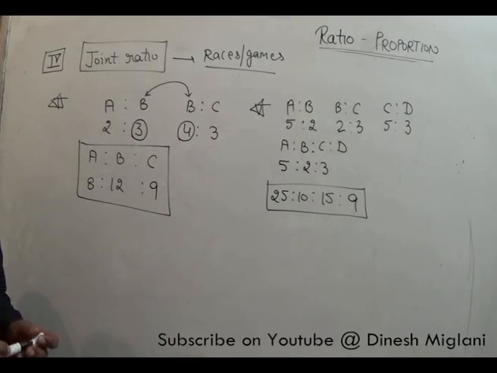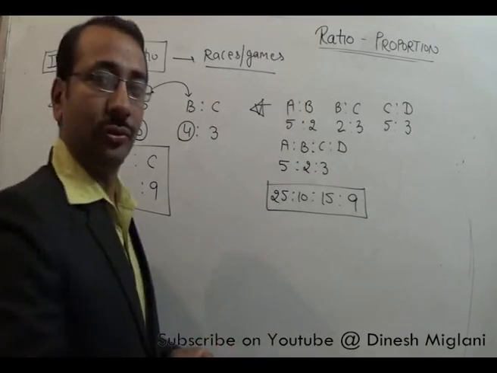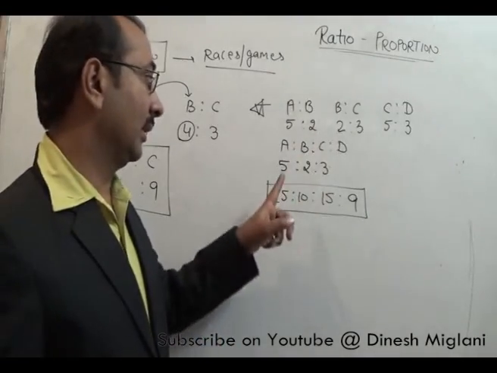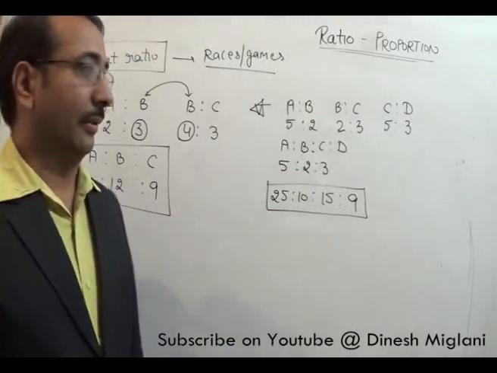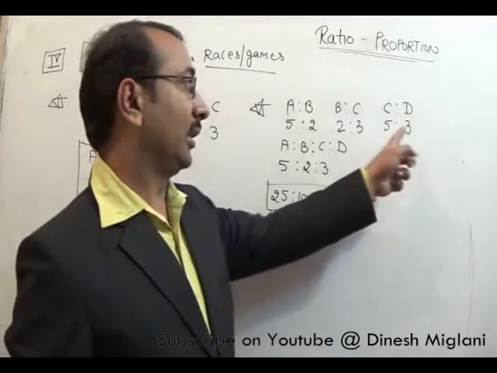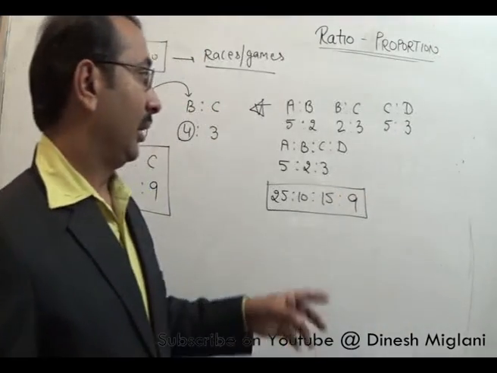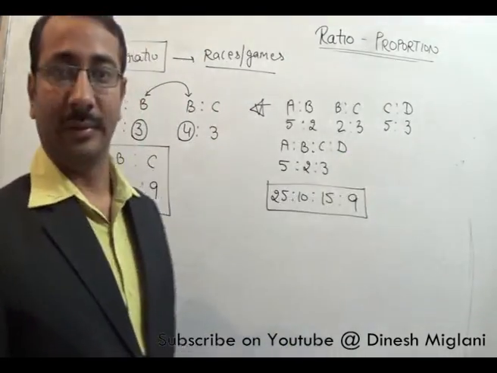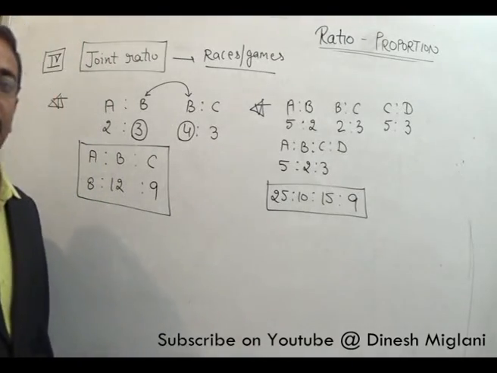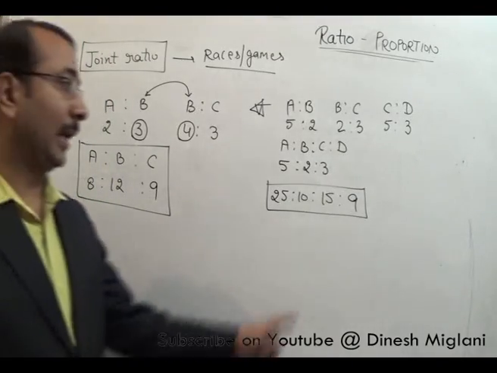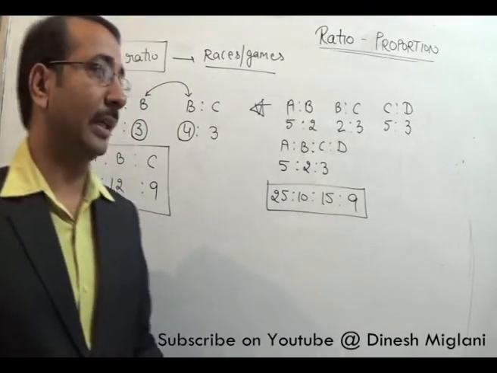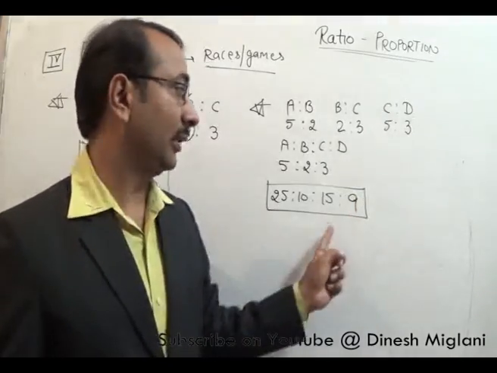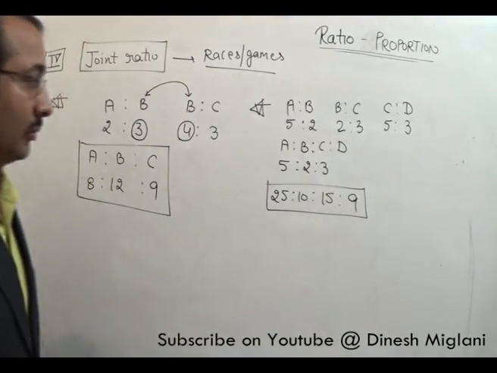What we have done: it is given that A ratio B is 5:2, B ratio C is 2:3, and because these two are equal, I can say A ratio B ratio C is 5:2:3. After this, C ratio D is 5:3, it means this is 3 and this is 5. First of all, I have to make them equal, so I can multiply this number by 5, that becomes 25:10:15, and here multiply this by 3, 15:9. The answer is 25:10:15:9.